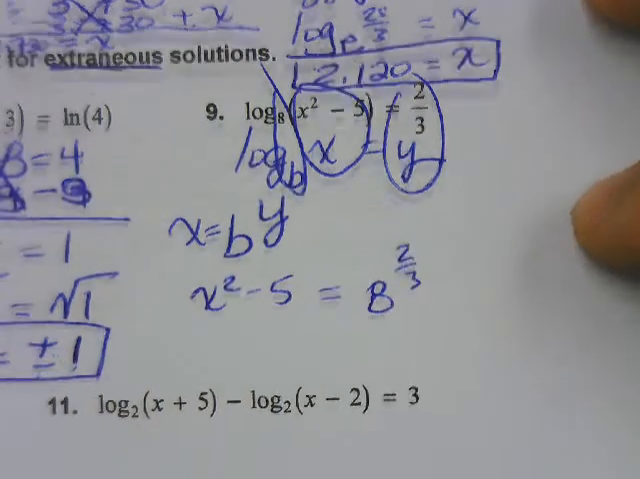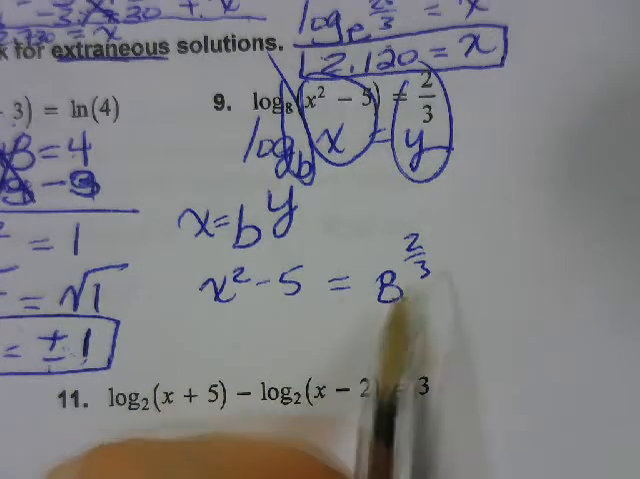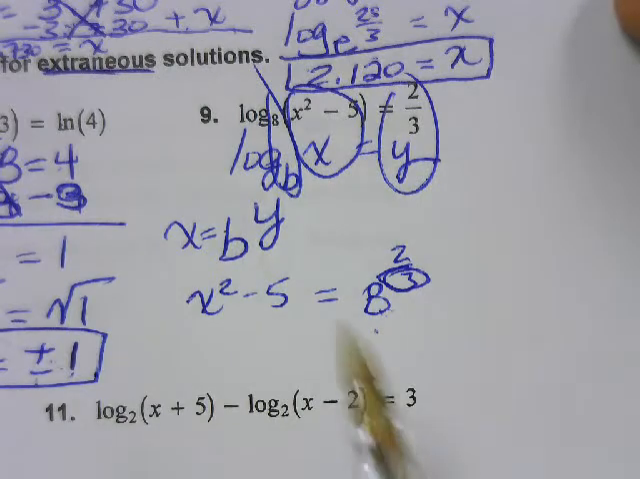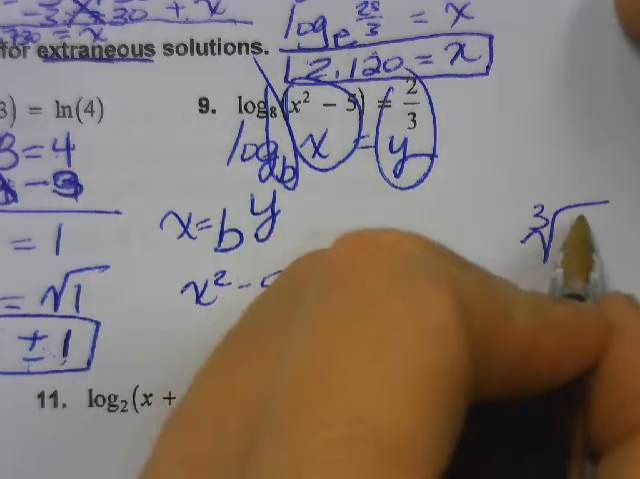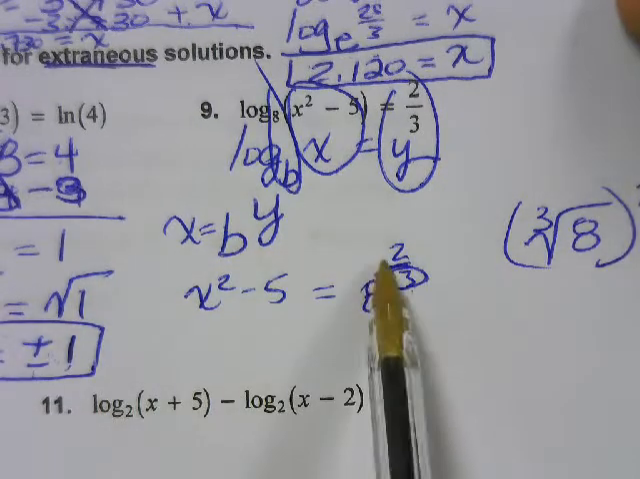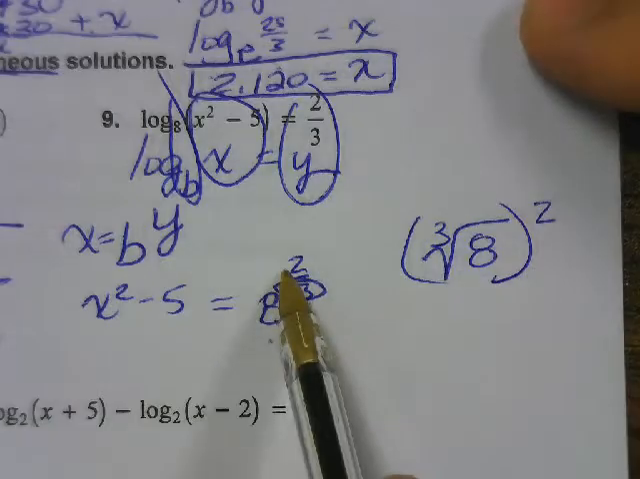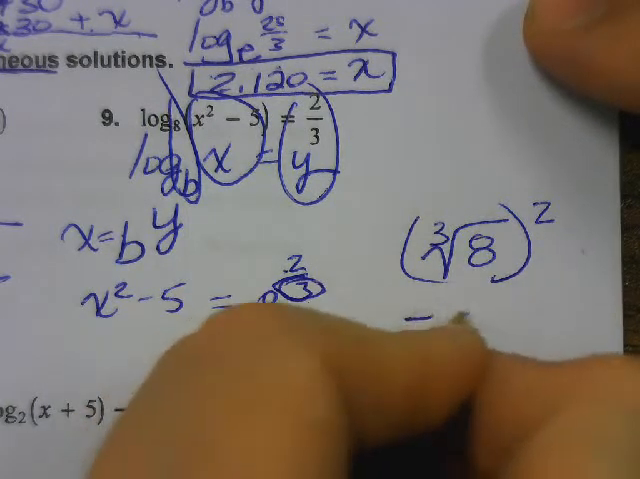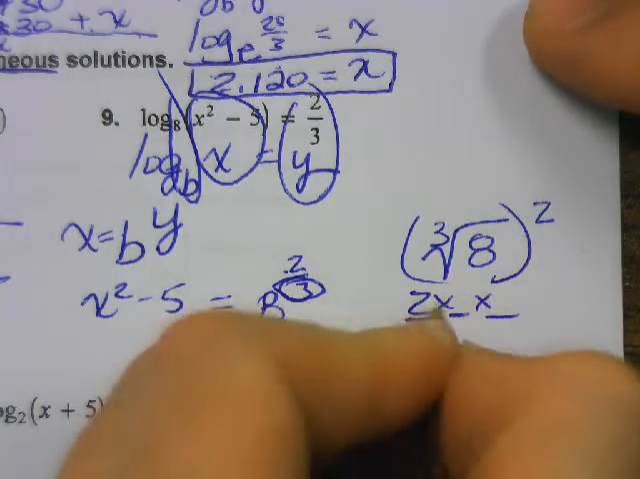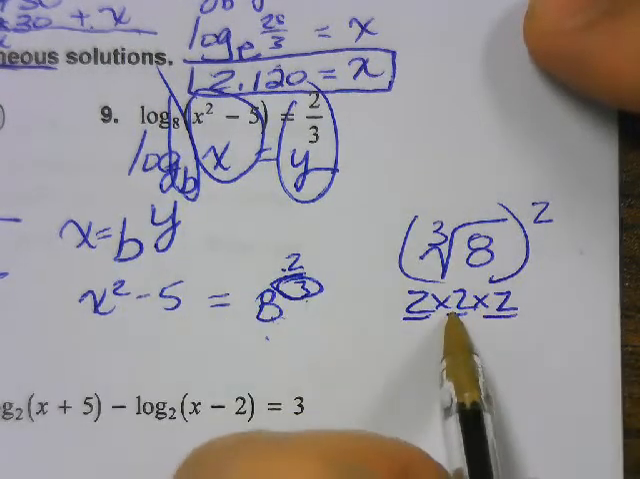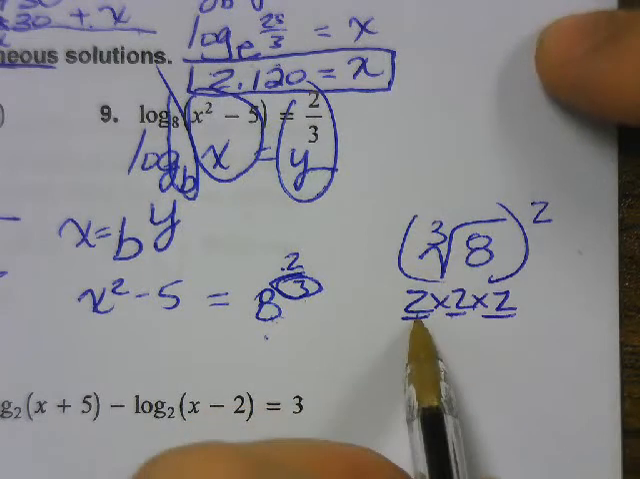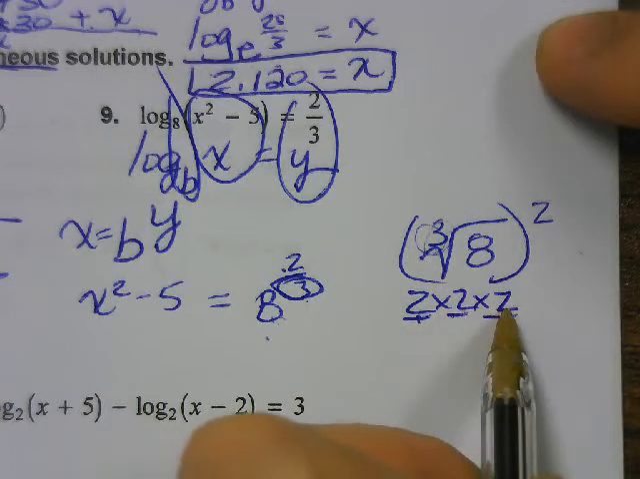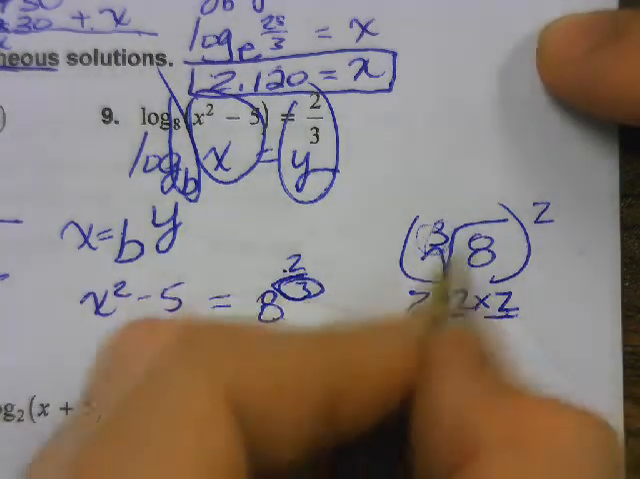Alright, remember 8 to the 2/3 we can actually split out, and the denominator, 3, is the root. So we have the cube root of 8. The numerator is the exponent, so the cube root of 8 squared. 8 splits into 2 times 2 times 2. So if I need to split 8 into 3, the cube root, it's going to be 2 times 2 times 2 equals 8. So the cube root of 8 is 2, and 2 squared is 4.